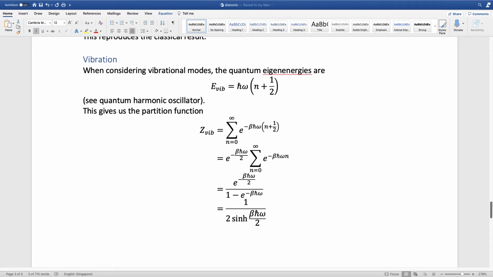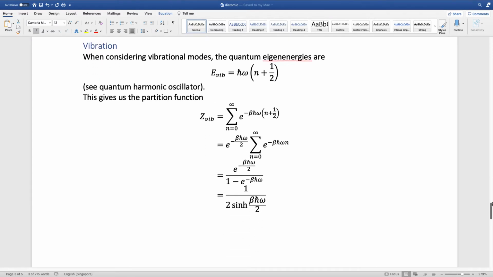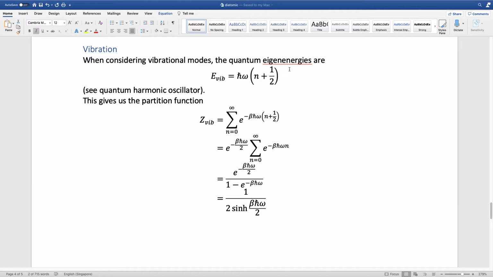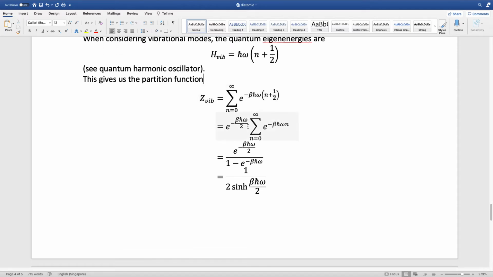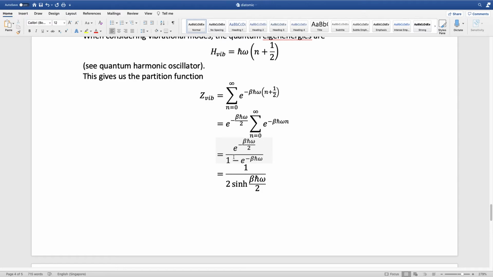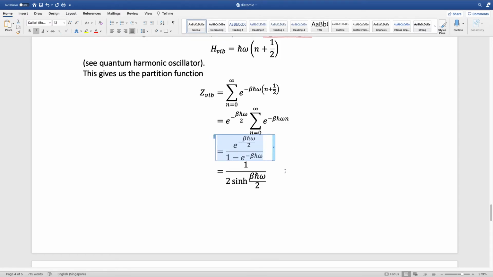Okay, now for vibration. When considering vibrational modes, the quantum eigenenergies, basically the Hamiltonian, is given by this. Okay, this should be h over here, let's just write it as h. When you do the partition function calculation, you do this sum. This sum is basically a geometric progression and can be written as this or this.